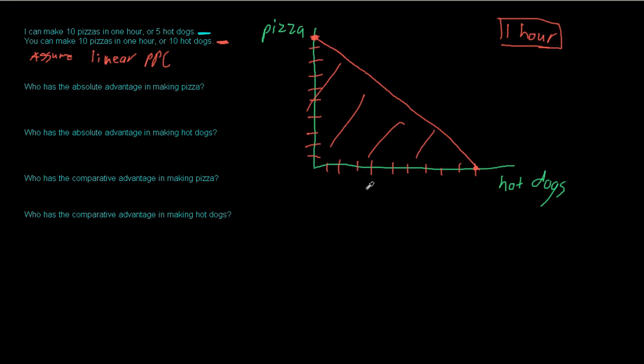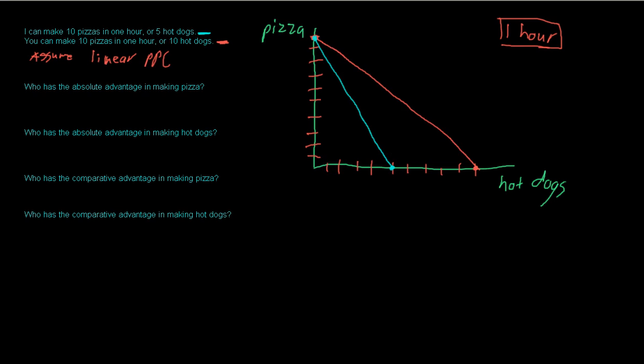Good deal. Okay, so now for my production possibilities curve. Well, I can produce 10 pizzas in 1 hour, but I can only produce 5 hot dogs. So 1, 2, 3, 4, 5. So my production possibilities curve looks like this. Alright? So now we need to go ahead and answer these questions.